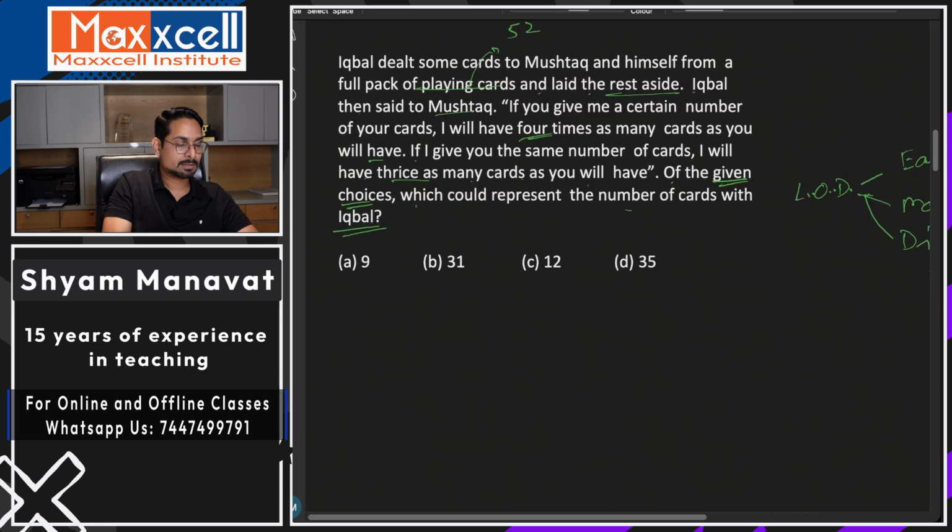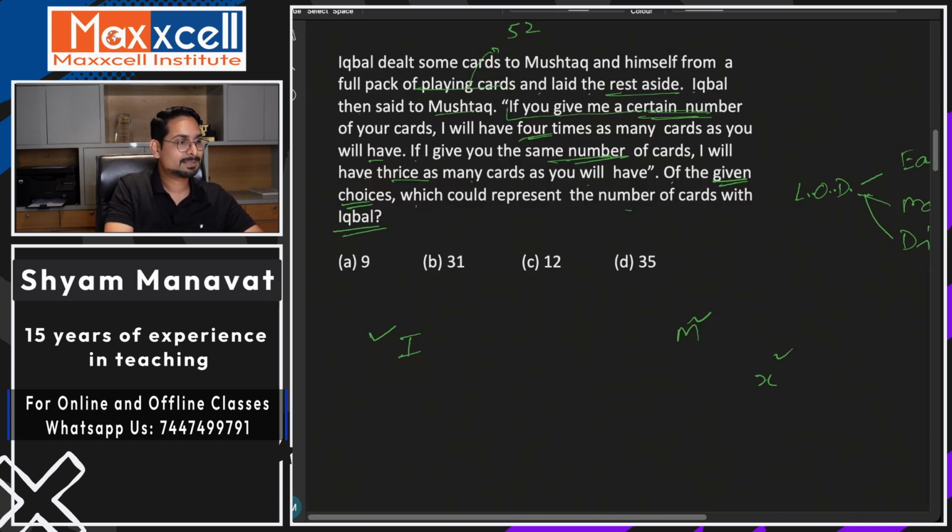Okay, so here let me consider I for Iqbal and M for Mustaq. Now the number of cards which they are exchanging in this condition, if you give a certain number of cards, if I give you the same number of cards, let's assume that to be X. Are you clear with I, M and X? I, the number of cards with Iqbal, M, the number of cards with Mustaq, and X, the number of cards which they are exchanging among themselves.